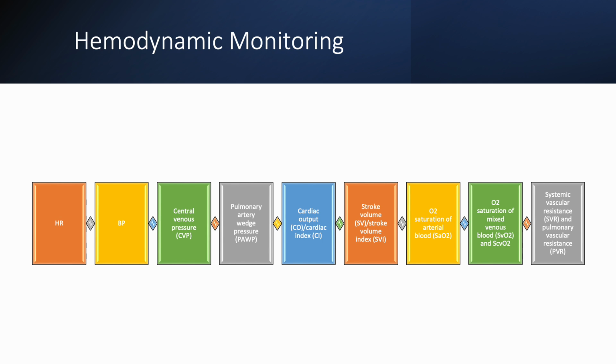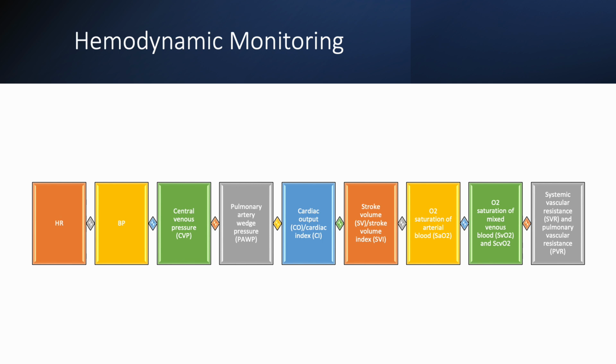Cardiac output, or cardiac index, is the amount of blood the heart pumps per minute, and cardiac index is the cardiac output adjusted for body surface area. Stroke volume, or stroke volume index, is the volume of blood ejected per heartbeat, and SVI is stroke volume indexed to body size. SaO2, or oxygen saturation of arterial blood, is the percentage of hemoglobin saturated with oxygen in the arterial blood.